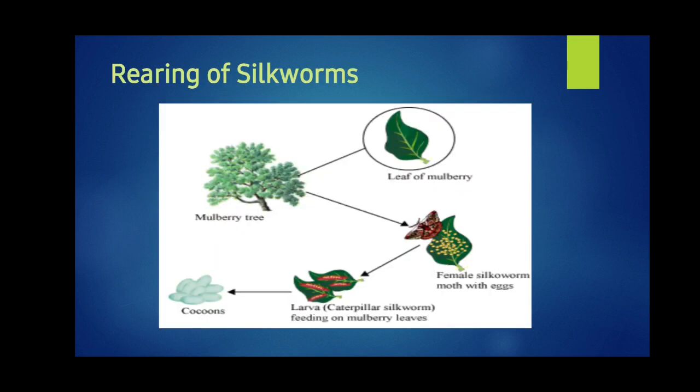Yes, see here. So first you have to grow a mulberry tree. Once it is ready to start leafing, then we can buy the eggs. The female silk moth lays eggs. From that, larvae will come out. This larva will prepare a net, and this net is covered by the fibers, which is known as the cocoon. After the cocoon is ready, we can take silk from it.